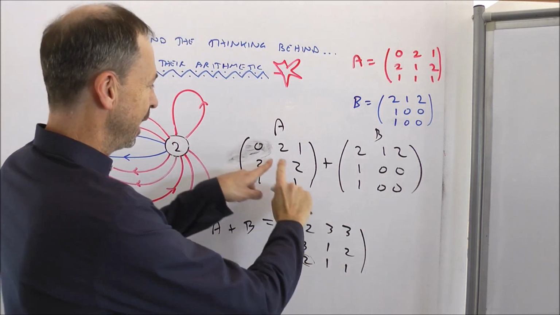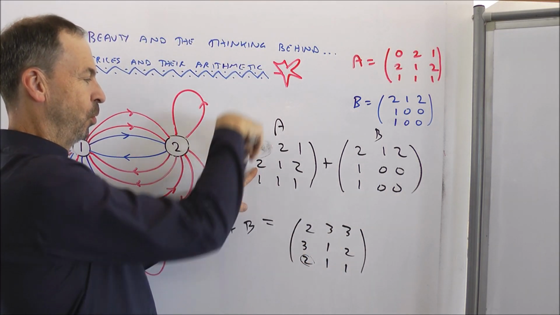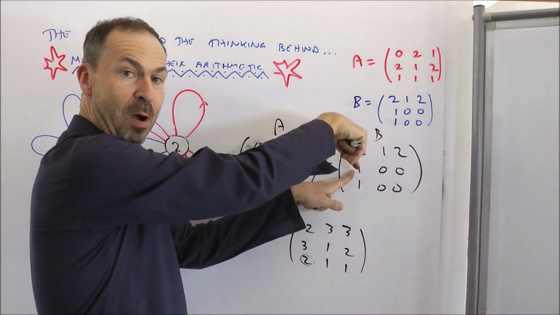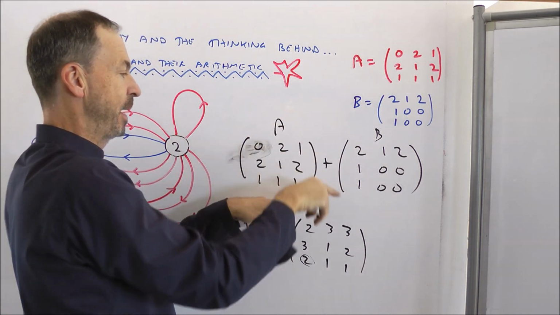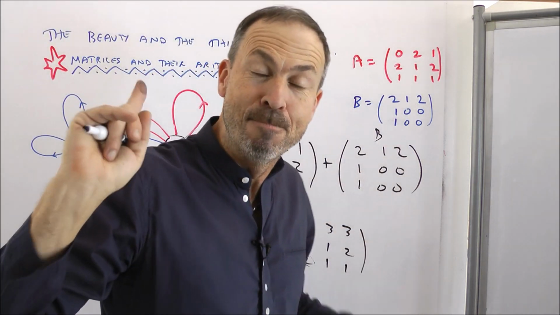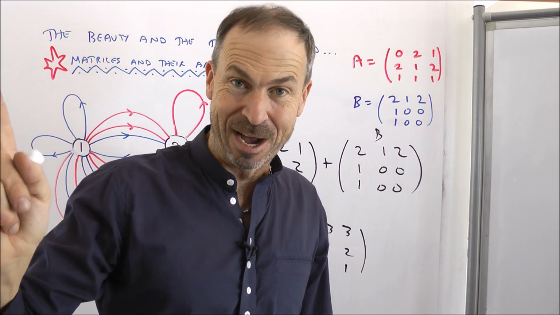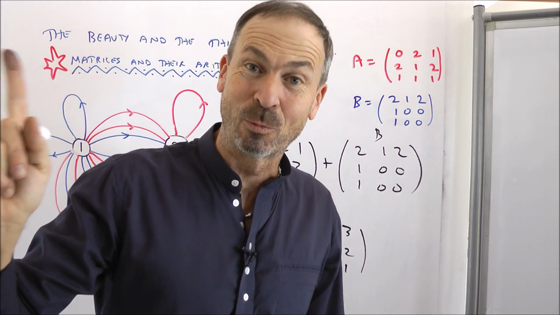We lucked out that, yes, row 2, column 1, and there was a row 2, column 1 there. Row 3, column 3, and there was a row 3, column 3 there. The matrices have to be the same size for this to work. If there's a mismatch in size, we're in trouble.